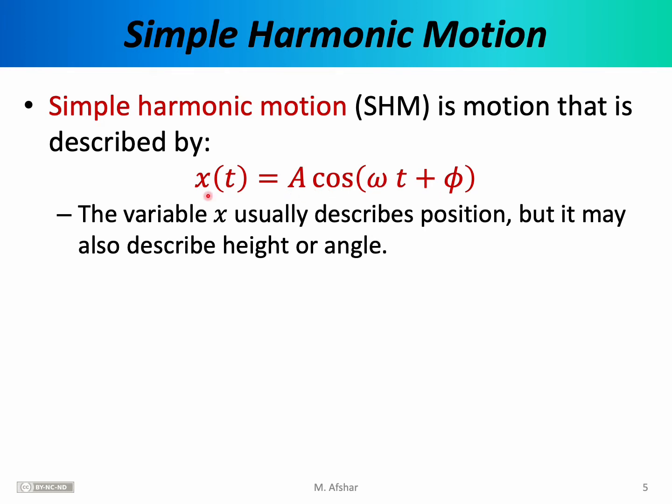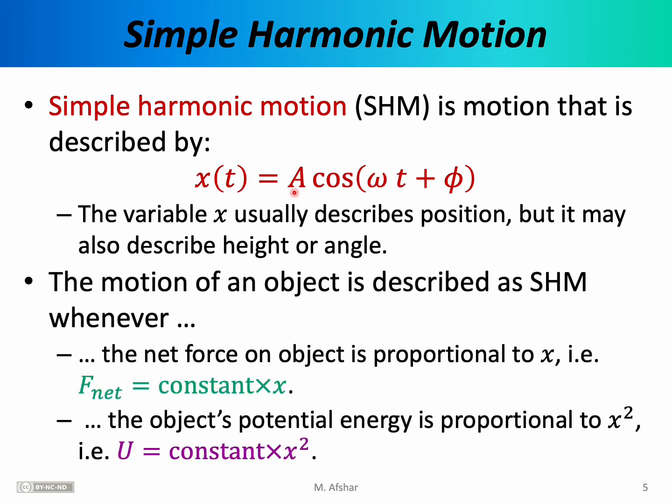Usually the function describes the x-coordinate of some oscillating object, but it could also describe the y-coordinate, it could describe height, or even the angle of some system. Soon, for example, we'll learn about the motion of a pendulum, and we'll see that the same function essentially describes the angular position of a pendulum as it swings back and forth. Now, I've defined simple harmonic motion in terms of this function here, but it turns out that there are two equivalent definitions of simple harmonic motion.